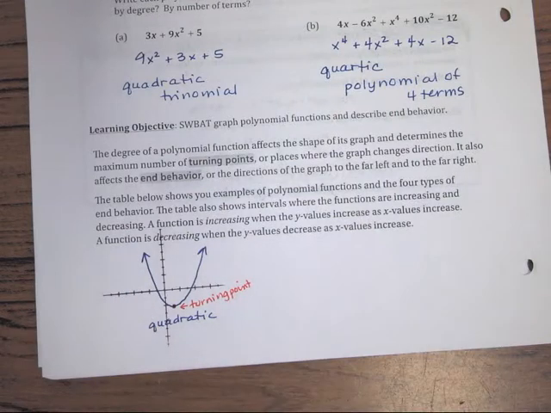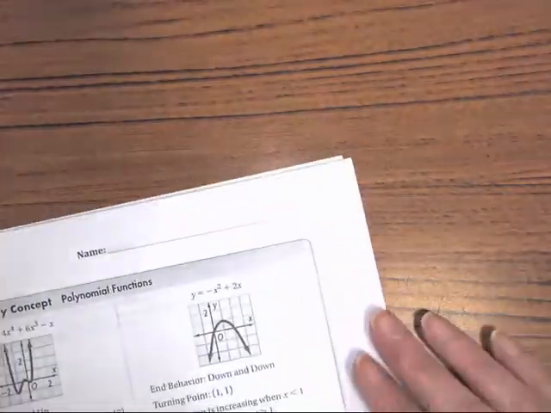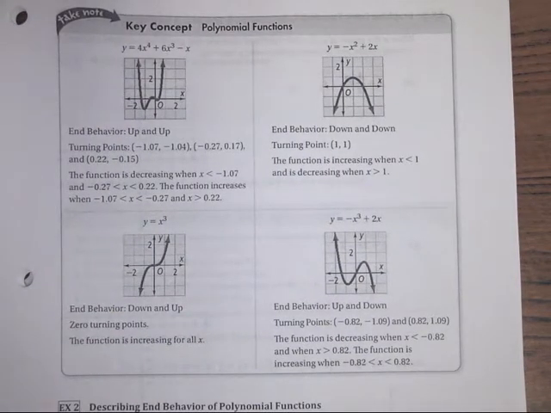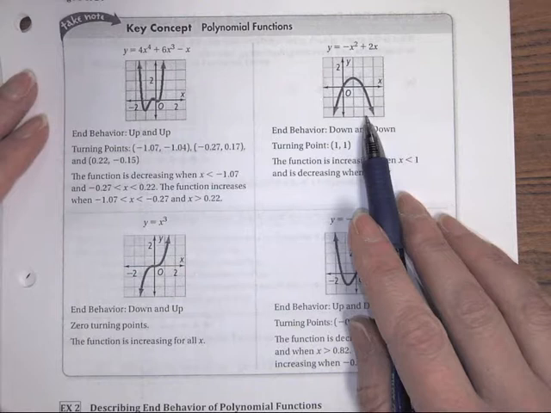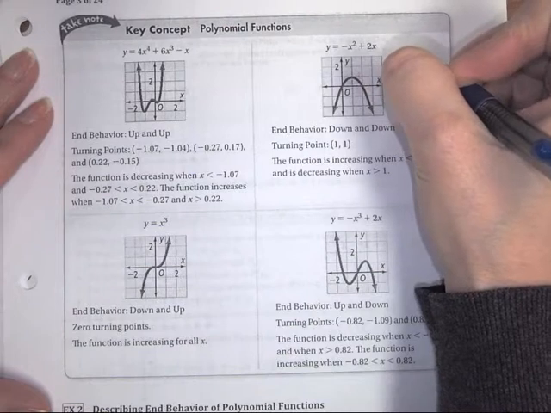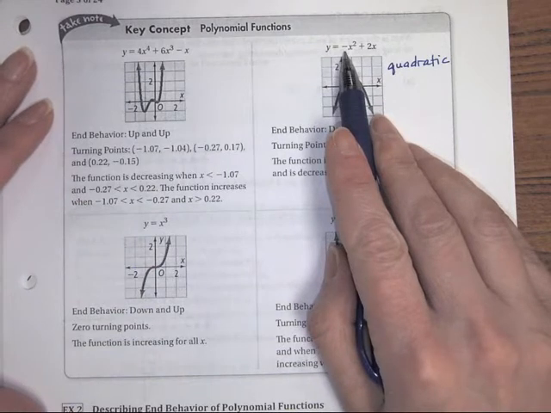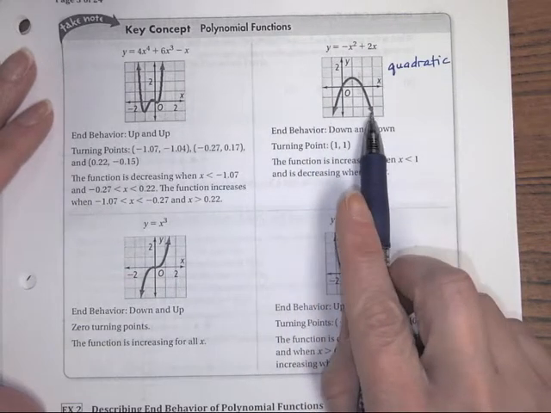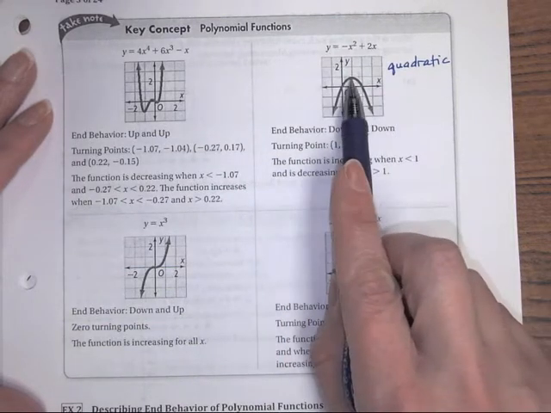So what we're going to do is flip the page here, and we're going to talk specifically about a few polynomials. Lovely chart here. Let's go right here. This is quadratic, right? Let's put a little note by this. This is quadratic. And this one has a negative sign in front of x squared, so it's concave down. So look at, the end behavior is down and down. See what I'm saying? This one has a turning point at 1, 1.